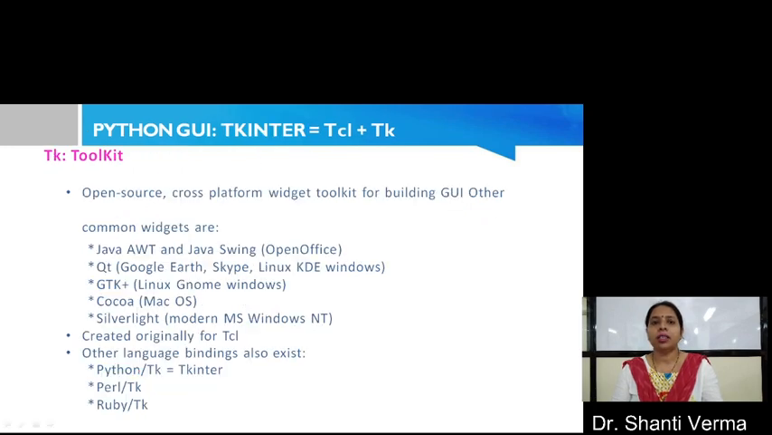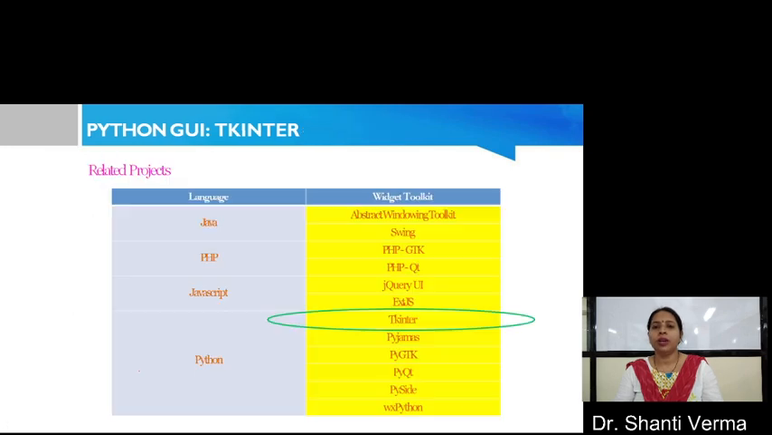Now let's discuss TK. TK is a toolkit, an open source cross-platform widget toolkit for building GUIs, and other common widget toolkits are Java AWT and Java Swing, Cocoa for Mac OS, and Silverlight for modern Microsoft Windows NT. Basically, this TK was originally created for TCL, and other language bindings also exist, like Python TK, that is called Tkinter. It is also associated with Perl and Ruby.